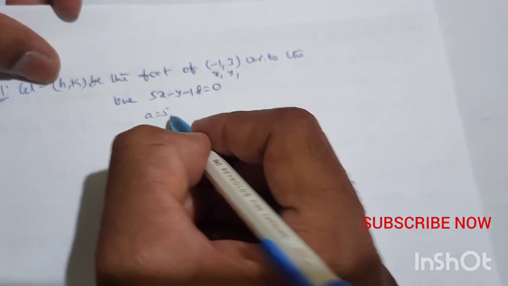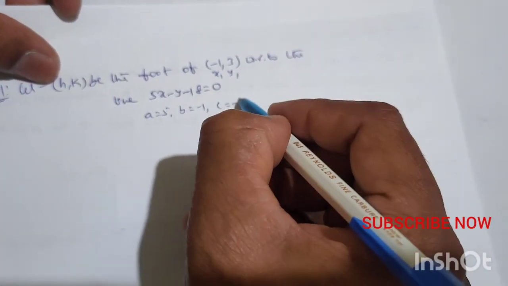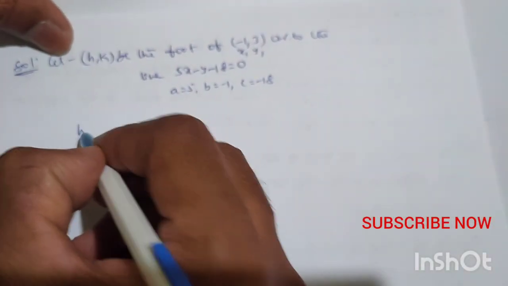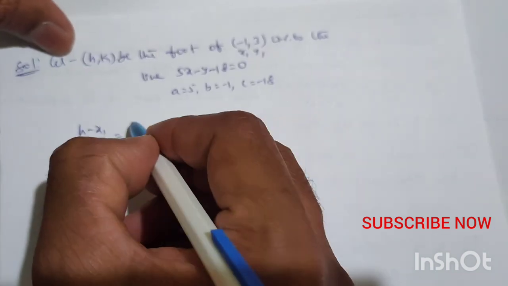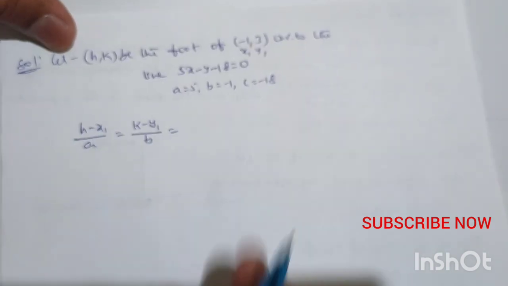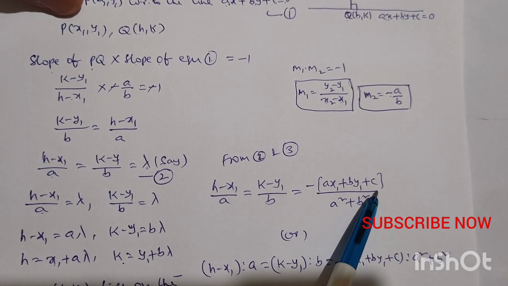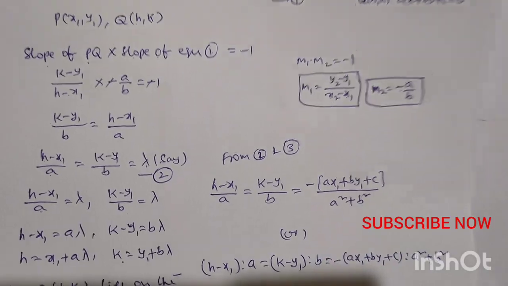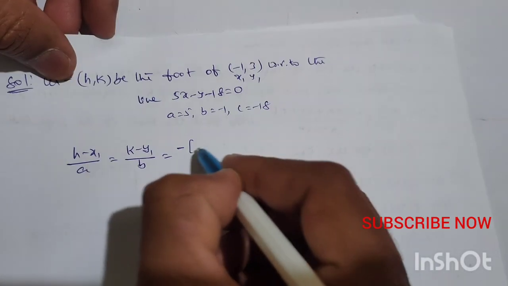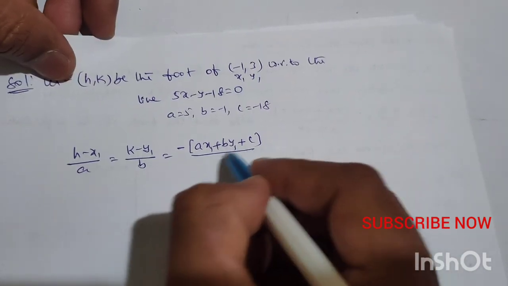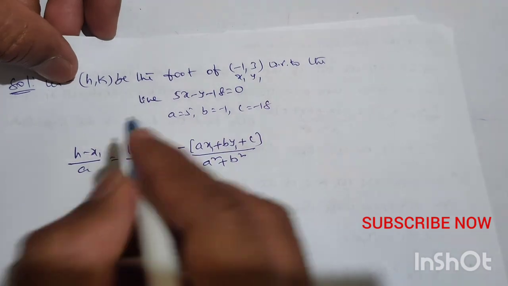So let this be x1, y1. Here a is equals 5 and b is equals minus 1 and c equals minus 18. So the foot of the perpendicular is given by h minus x1 by a equals k minus y1 by b equals minus of (ax1 plus by1 plus c) by (a square plus b square).